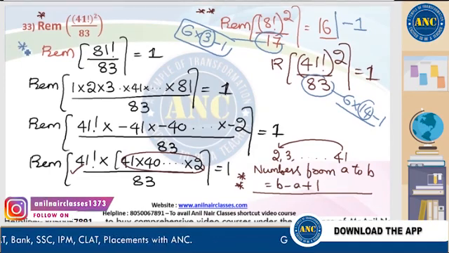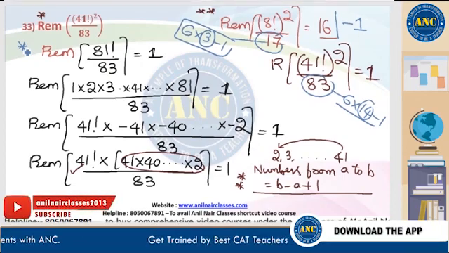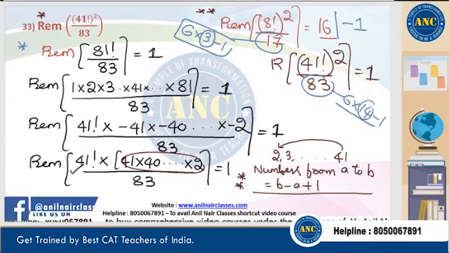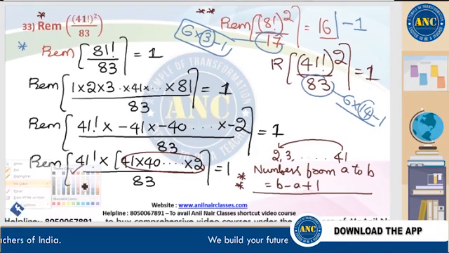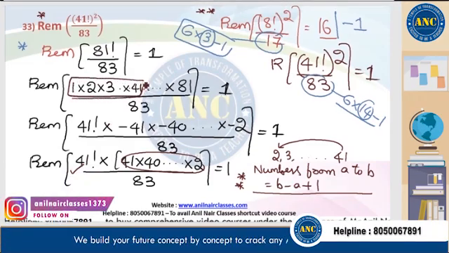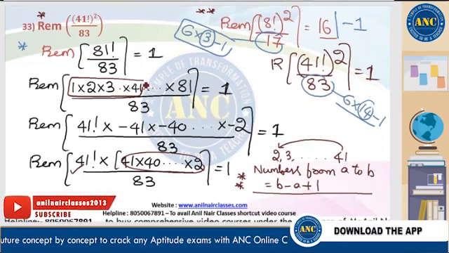81 factorial divided by 83 is 1. 81 factorial is 1 into 2 into 3 till 81, divided by 83, is 1. 1 into 2 into 3 till 41 is nothing but 41 factorial. I hope the concept 3 is clear to you?